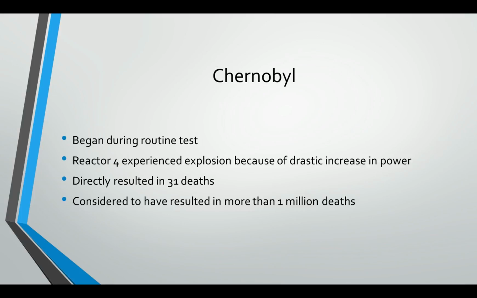Chernobyl began during a routine test. Reactor 4 experienced an explosion because of a drastic spike in power. Directly, it resulted in 31 deaths. It is considered to have resulted in more than 1 million deaths. A lot of the engineers at this plant sacrificed their lives to try to contain it, which would have prevented a bigger mushroom cloud of radioactive junk.